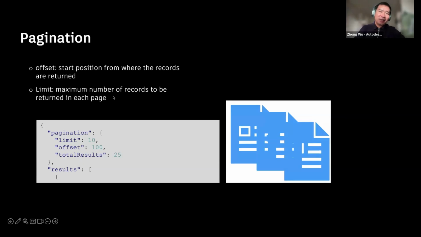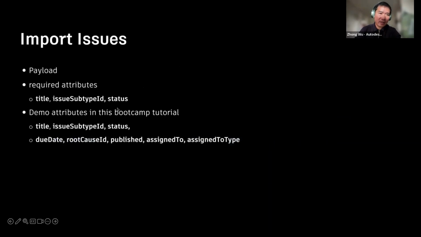For the issue list, when the service provides you the list, it's actually paginated because you may have a very large number of issues. You can specify the offset and a limit to get the issues of that page. So we will talk about that on the code side.